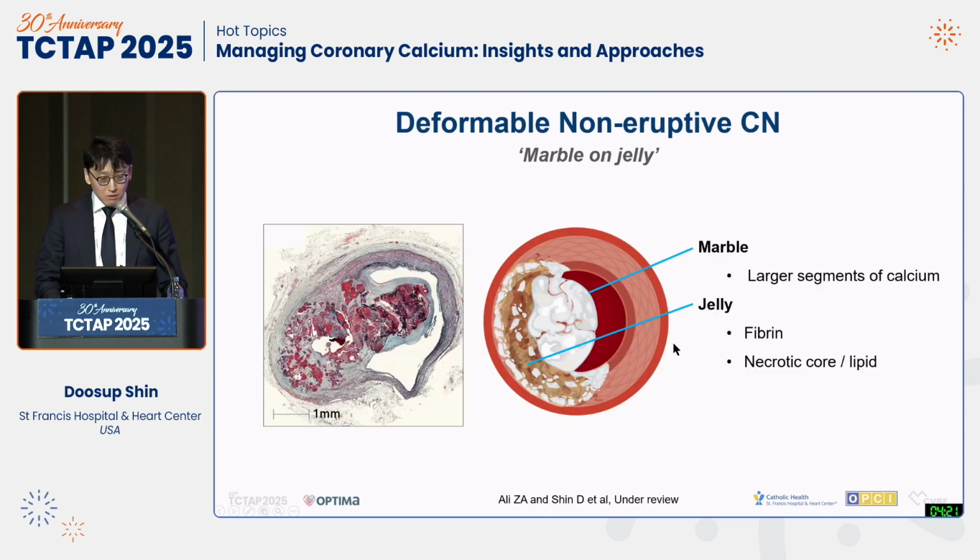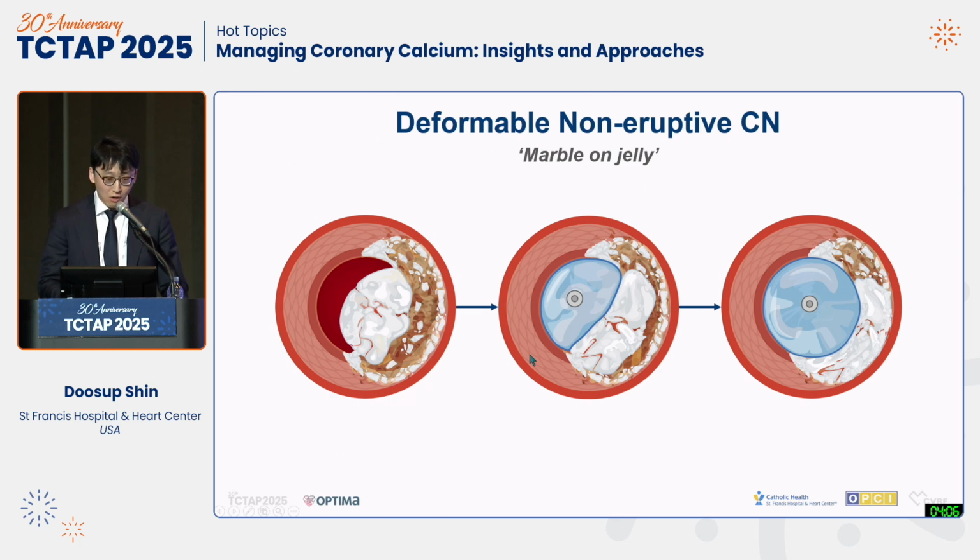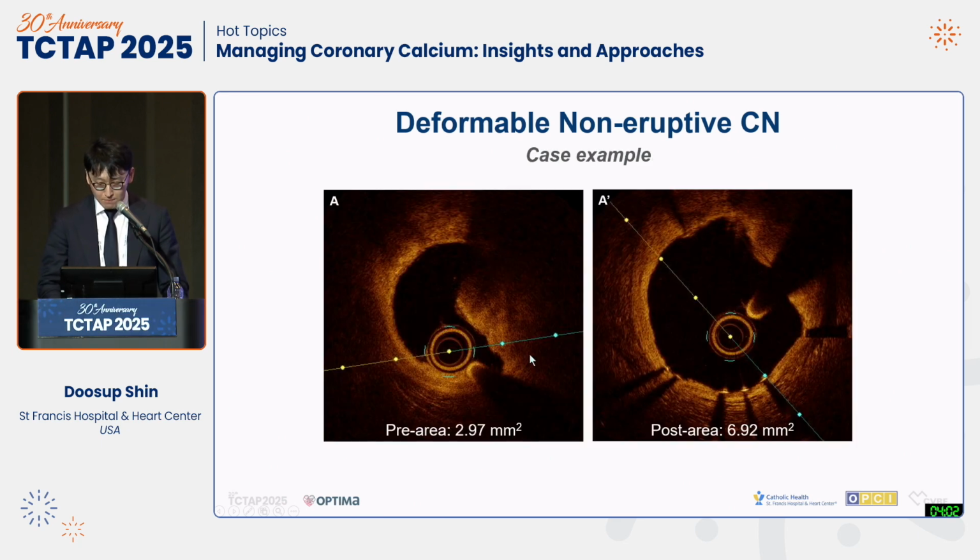Non-eruptive calcified nodule can be deformable in two-thirds of cases in the Disrupt CAD studies. You see there's still a soft material inside the calcified nodule, which you cannot see from OCT due to signal attenuation. In this case, you can technically also push that nodule away, and this results in good stent expansion, symmetric stents.